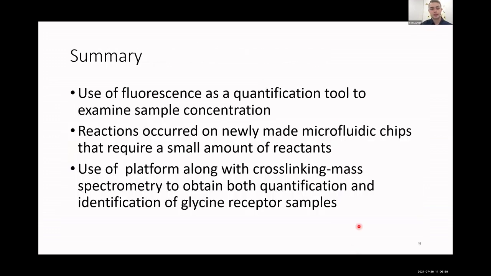So in summary, the main objective of our project is to use fluorescence as a quantification tool to examine sample concentration. The reactions occurred on the newly made microfluidic chips, and their main benefit is they require a small amount of reactants, so we can efficiently run our reactions. And then we would like to run this platform along with the cross-linking mass spectrometry to obtain both the quantification and the identification of glycine receptor samples.